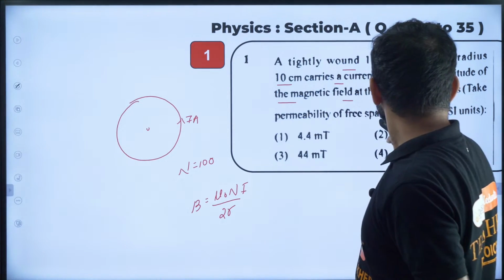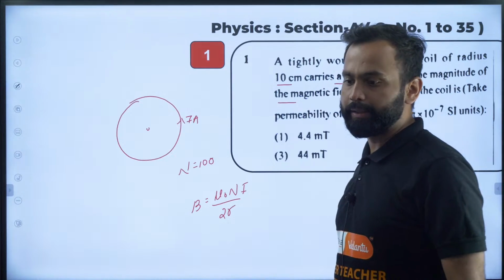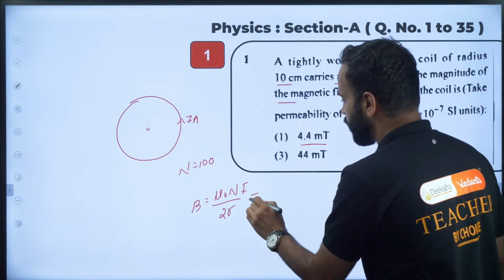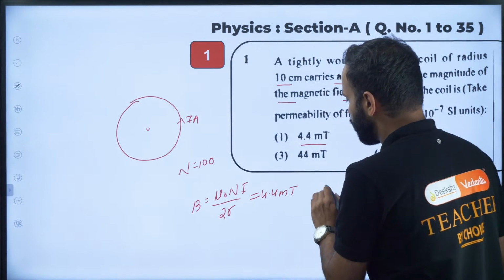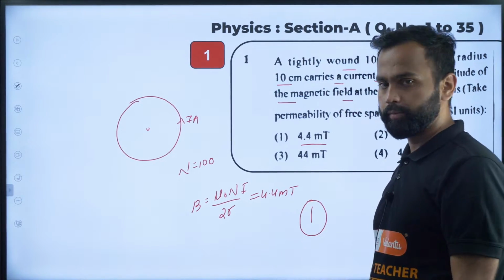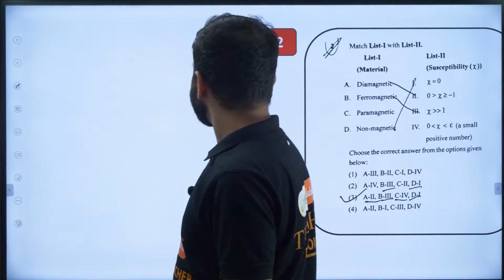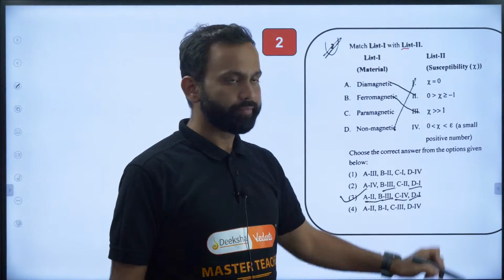What is the value of R? The radius, right? So radius is 10 centimeter. Solve this, you will get 4.4 millitesla. So the correct option is 1. So let's see the second one. Match list one with list two.